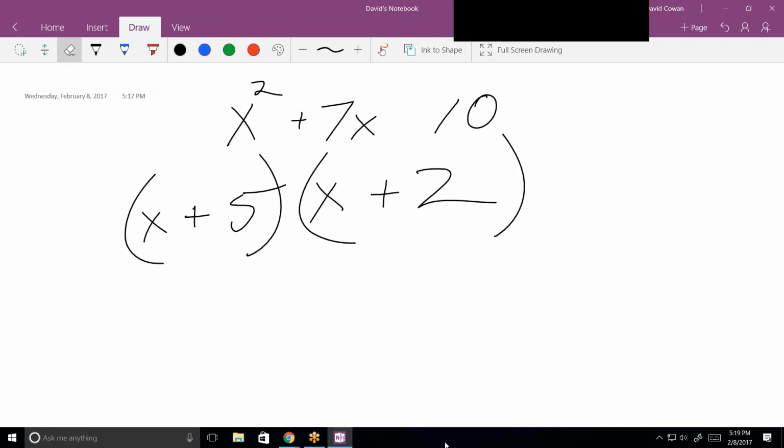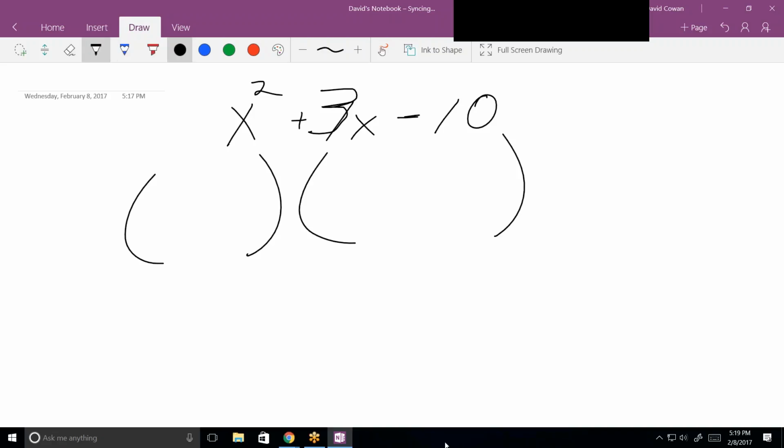I'll give you one more. This is slightly harder because I have a negative sign in front of the constant. First step's the same. Now, what are both signs? They're both minus. No. 2 minus signs would produce a plus.